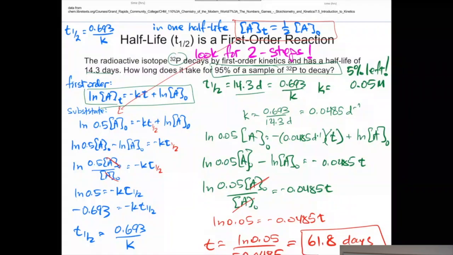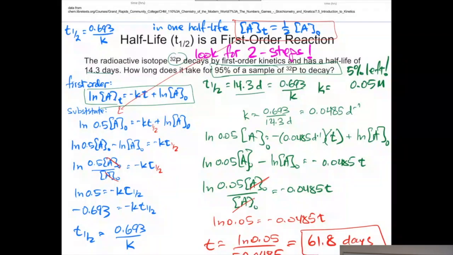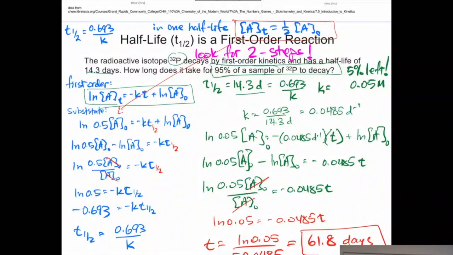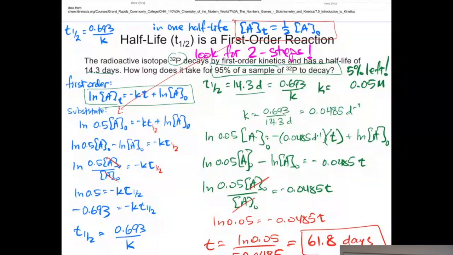Because you have to make sure that you have all the information you need to use the integrated rate law, all right? And usually, in a half-life question, you're just given the half-life, so you need to calculate K. Then you can just do this as any other type of question. Okay?